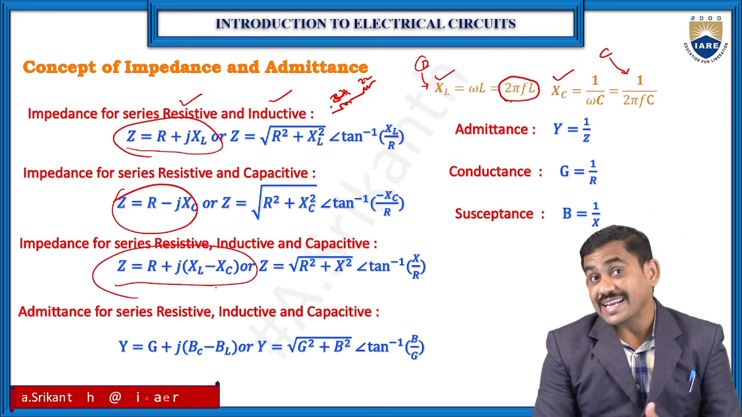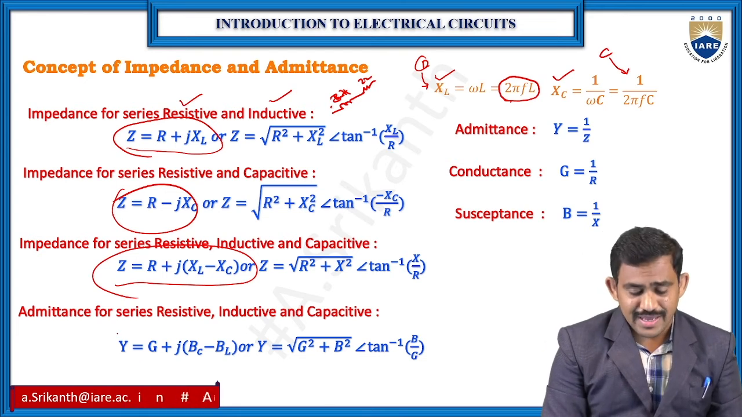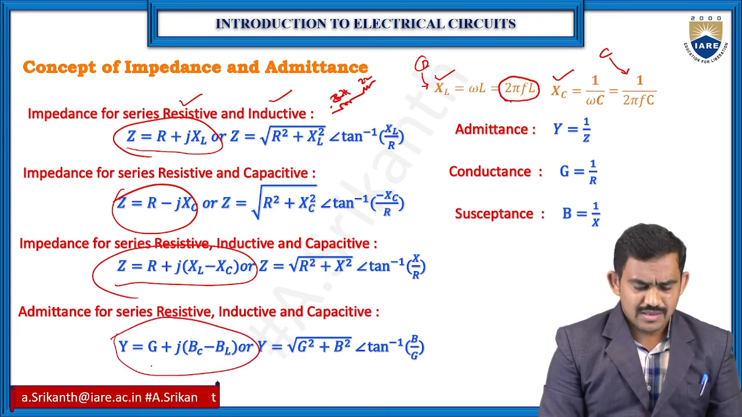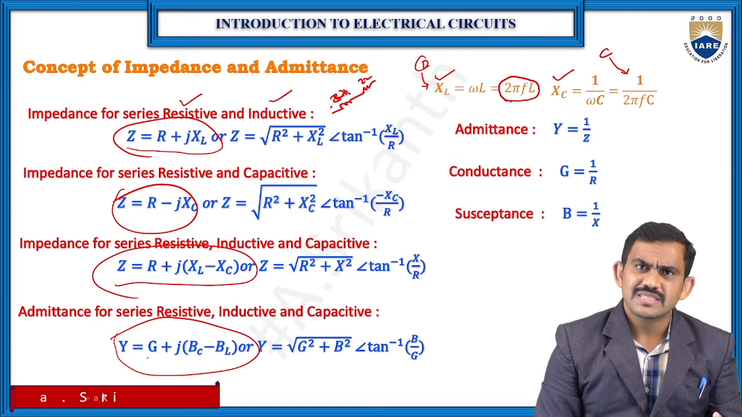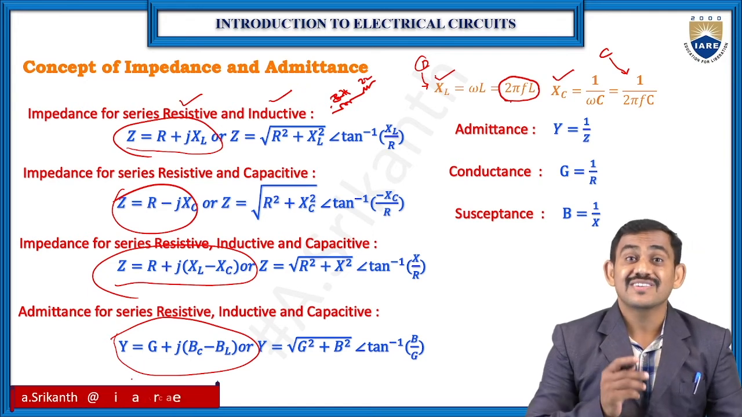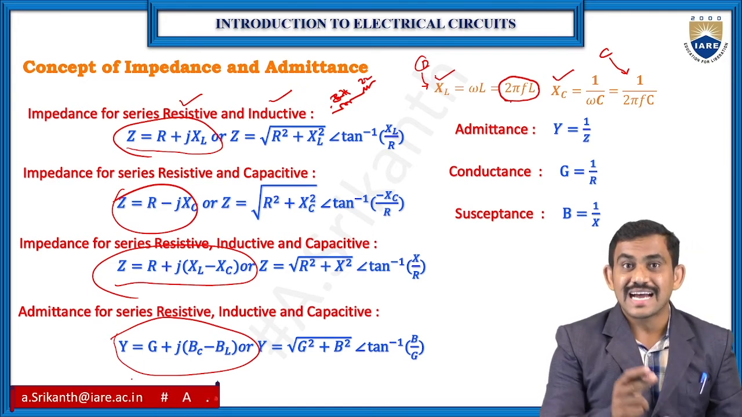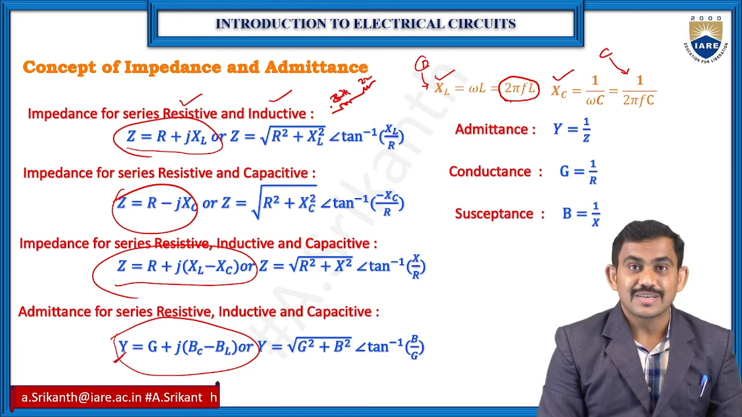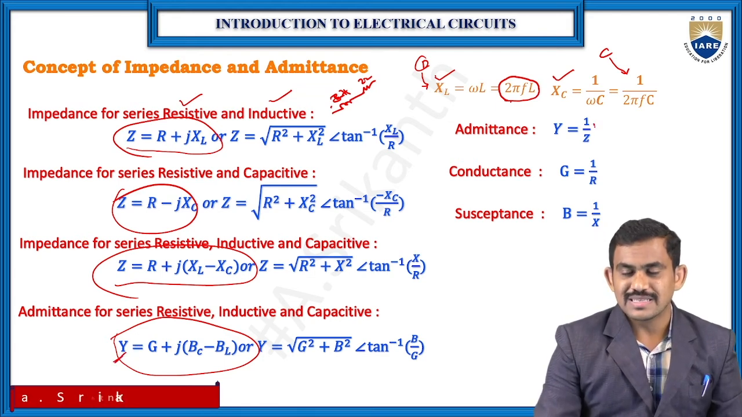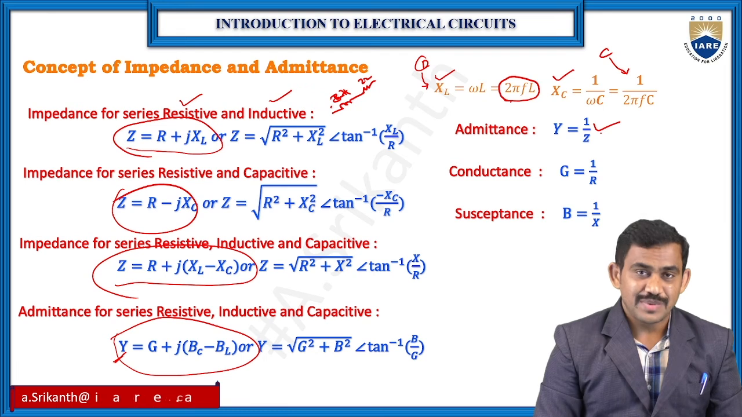Now, when the three are connected in parallel, then we have the formula Y. Impedance is Z, so what about Y? Y is the reverse of impedance, that is admittance. So Y is your admittance, 1 by Z. So 1 by Z is your admittance value.